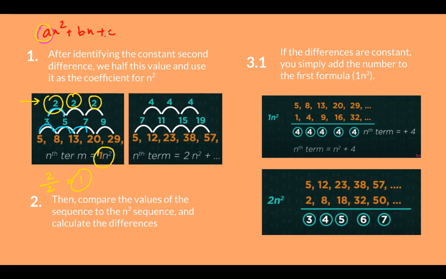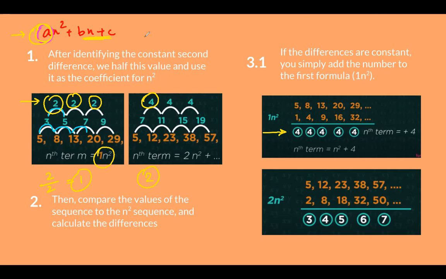Now we're going to talk about how you find b and c, but it is really interesting if you can remember this way. In the second example, the second difference is 4. If I divide 4 by 2, my answer is 2, so the coefficient of n squared is actually 2. This is a little different. This is the concept that explains how you find the coefficient of n squared.